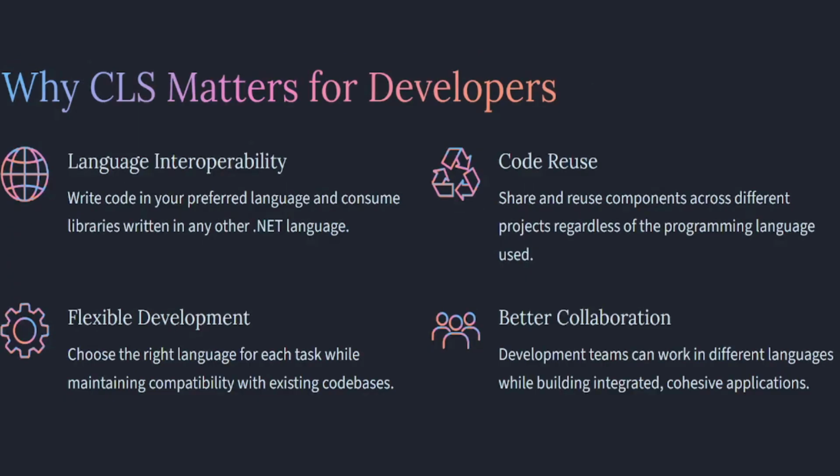Now let's see why CLS is important for us as developers. It allows language interoperability, which means we can write code in one language and we can use it in another language. And it helps in code reuse. So we don't have to rewrite everything again and again. Okay. And it also gives us flexibility. Means we can choose the best language for a task and we can still maintain compatibility. And in teams, it improves collaboration because different developers can work in different languages while still building one application together. So, overall, CLS makes development much easier and more flexible.